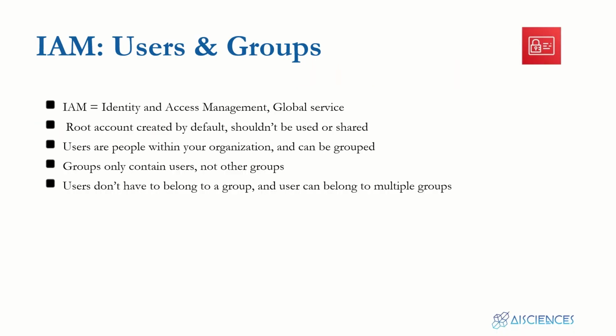So what is IAM? IAM is Identity and Access Management, and it is a global service. Most of the services within AWS are regionally scoped. Some of the services that might be available in your region might not be available in another region, right? But IAM is a global service which you can use in any region. So we are supposed to create an IAM user from the root account. The root account is not supposed to be used or shared all the time.